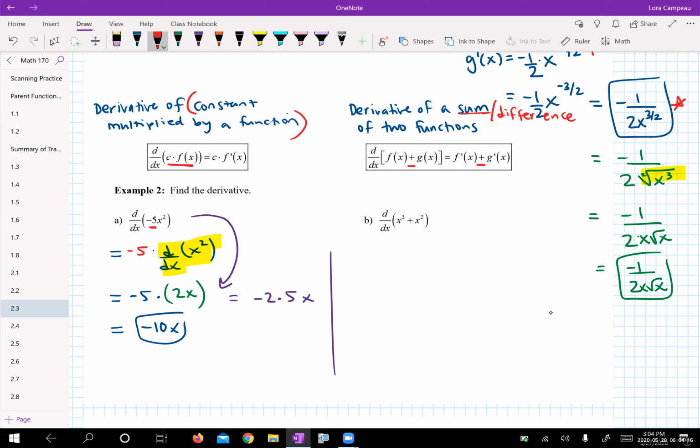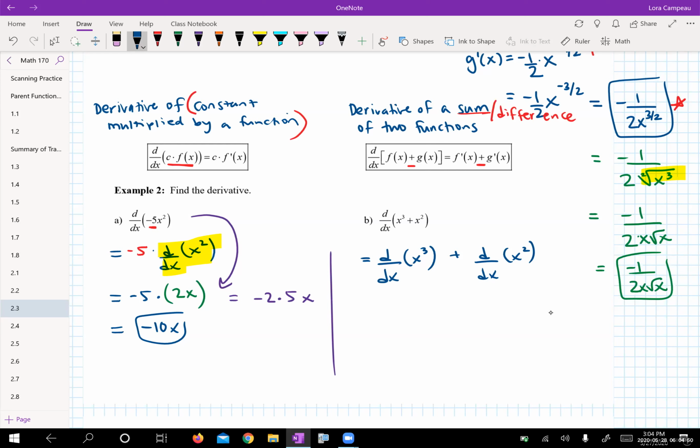So if we had a limit of the sum, we would take the sum of the individual limits. So if we have a derivative of the sum, we will take the sum of the individual derivatives. So if I were demonstrating this, I would say, well, I have d over dx, the derivative of the first function, plus the derivative of the second function.